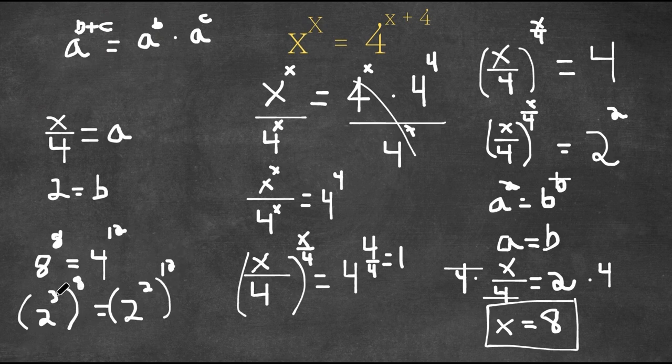Now, 8 times 3 is 24, and so is 12 times 2. So we know that these two are equal. So x equals 8.